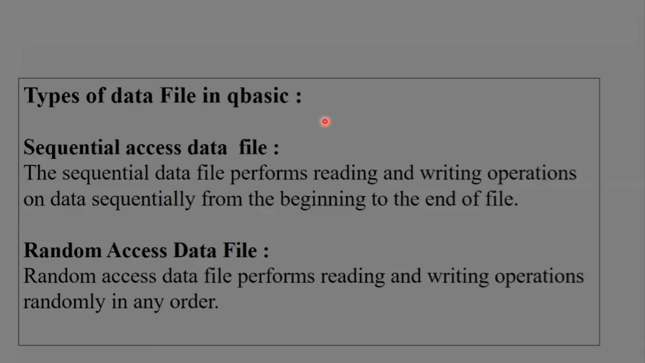So there are two types of data file in QBasic. The very first one is the sequential access data file. In this data file, reading and writing operations on data happen sequentially from the beginning to the end of the file. Suppose let's take an example of our class. In our class 10, our roll numbers are managed according to alphabetical order, from A to Z, right?